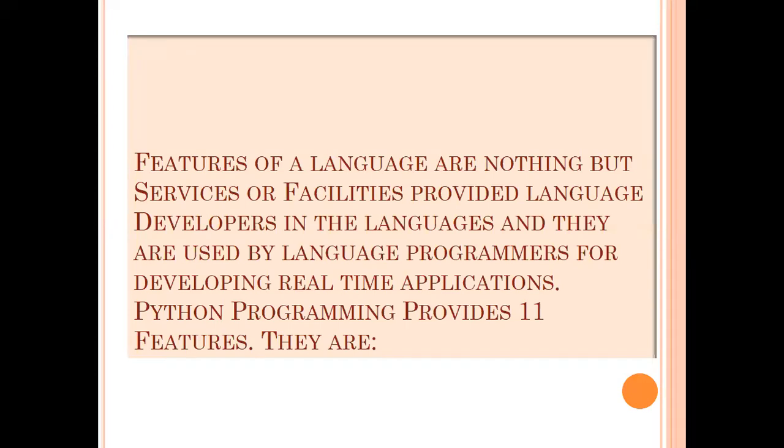A feature of a language is nothing but a service or facility provided by language developers in the language. These are the services or facilities which the developers provide in the language, and they are used by programmers for developing real-time applications. Python programming provides 11 features. How many features does Python have? 11 features. Let us talk about them.